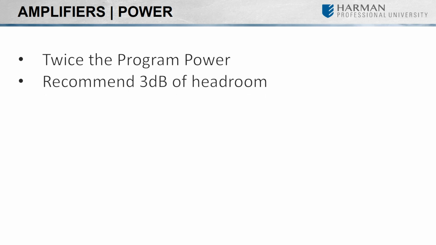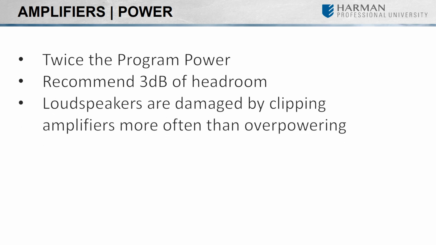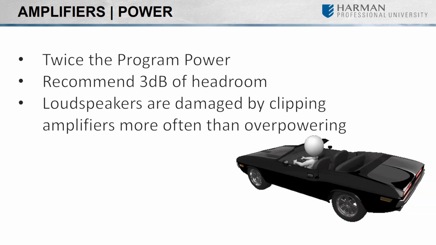The 3 dB allows for peaks in the program material. Loudspeakers are damaged by clipping amplifiers more often than they are from overpowering. This might seem contrary, but think of it like a car. If a car has power to go only 60 miles per hour, everything is fine as long as you stay under that. But what if you need to accelerate quickly up to 70 in order to pass a truck, and you don't have enough power? Then it can hurt the engine.